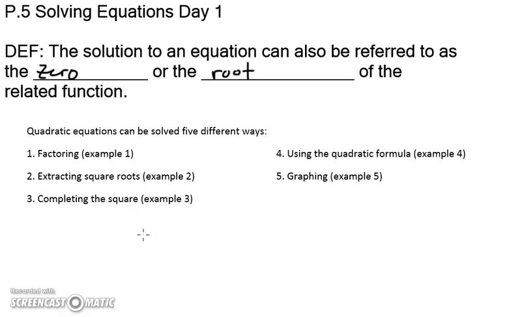We're going to look through 5 quick examples, one of each way that we know how to solve quadratics: factoring, extracting square roots, completing the square, using the quadratic formula, and graphing. So let's just jump straight into this. I don't want this video to be too long. So we want to solve 2x squared minus 3x minus 2. This is example 1, so this is going to be by factoring.